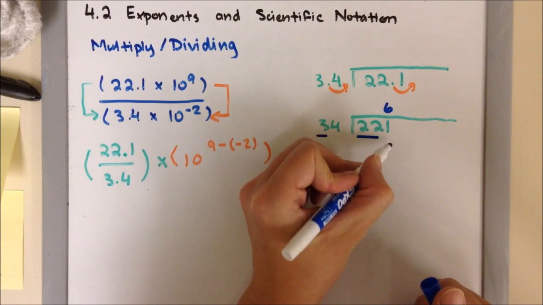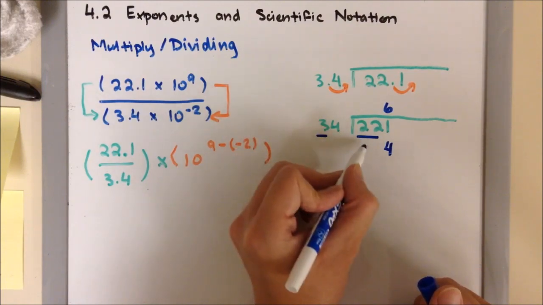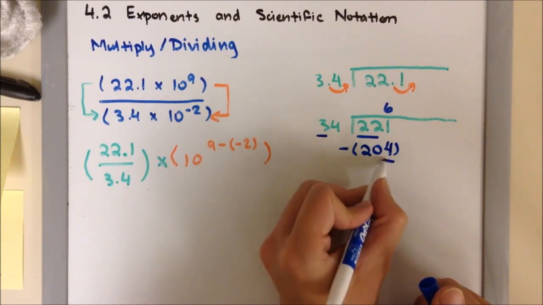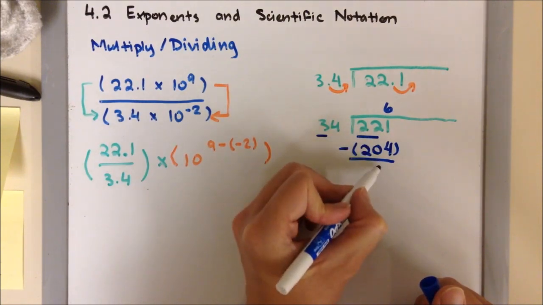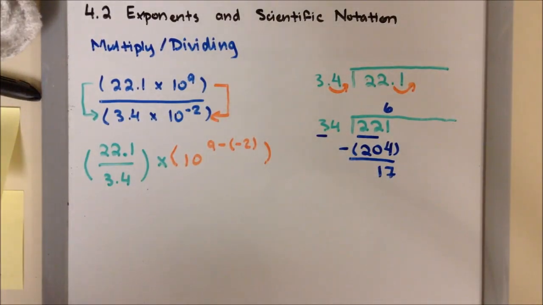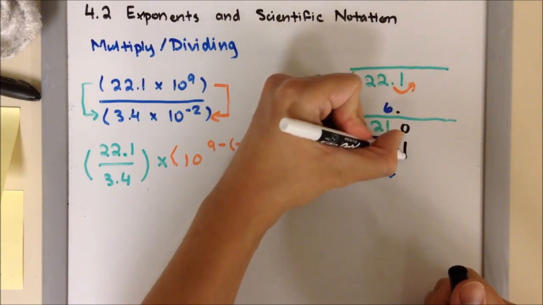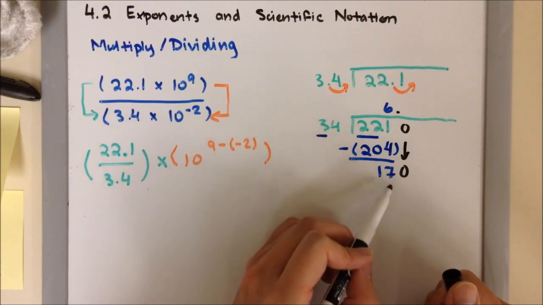So 6 times 4 is 24. 4 right here, carry the 2. 6 times 3 is 18 plus 2, which is 20. So it makes it 204. 221 minus 204, that would be 17. Now, I'm going to keep going. So that means I'm going to add a decimal here, add a 0, bring it down. Now it's 170. Now, 34 goes into 170.